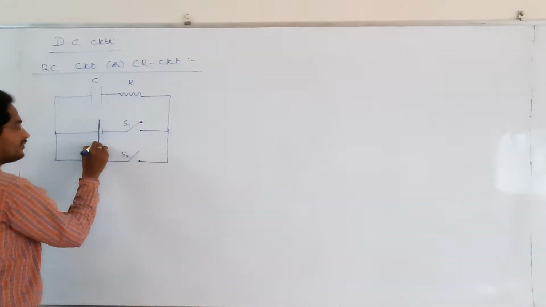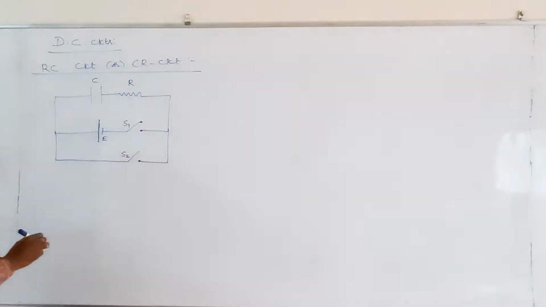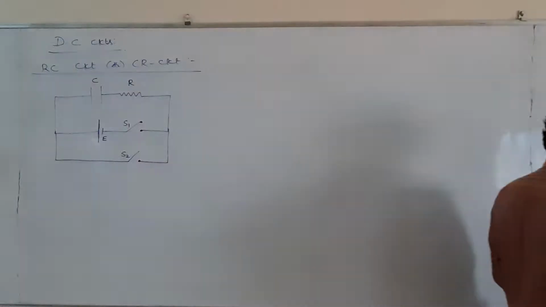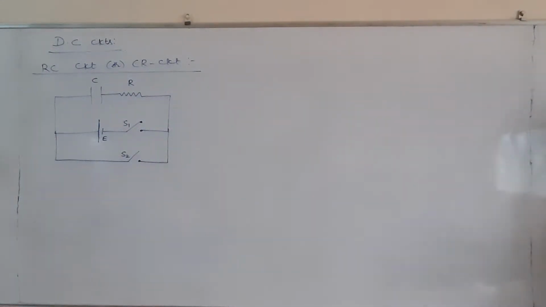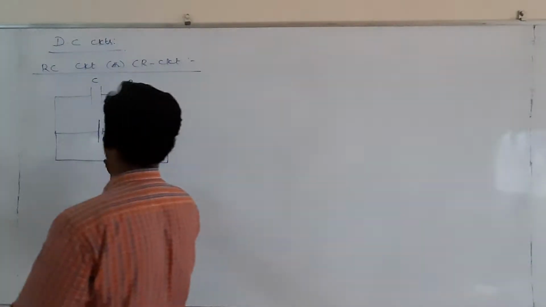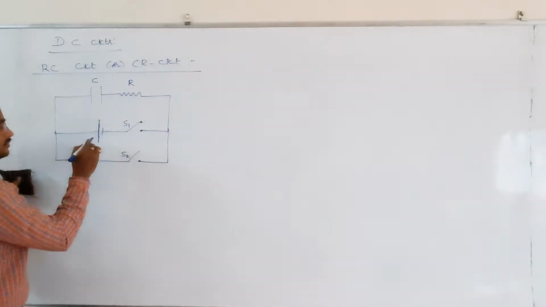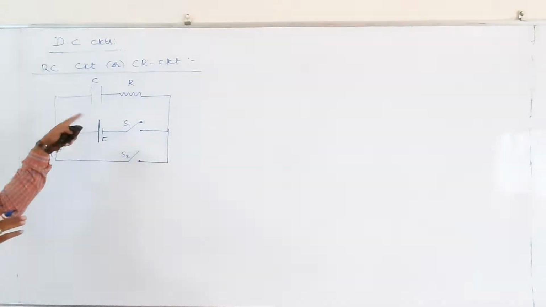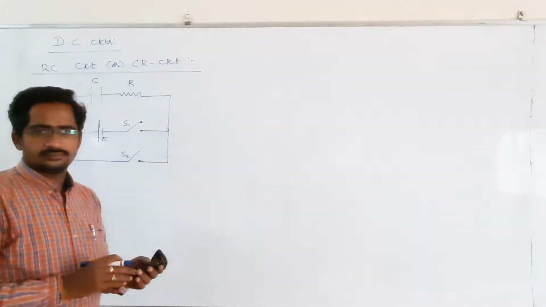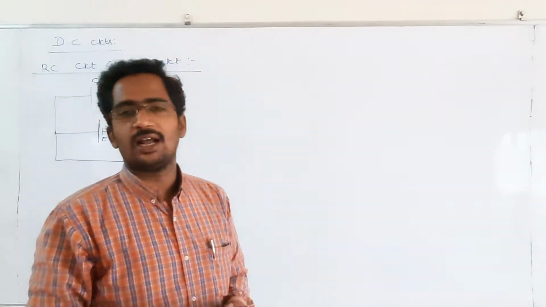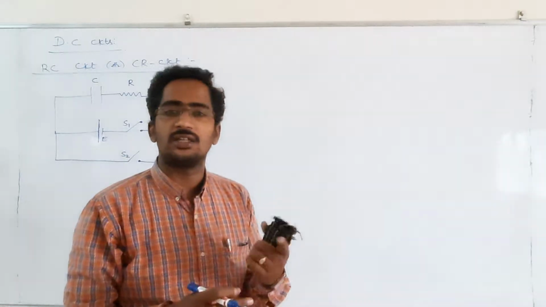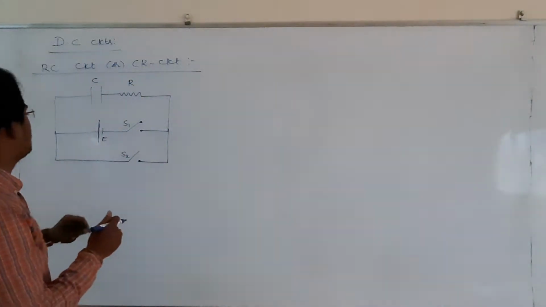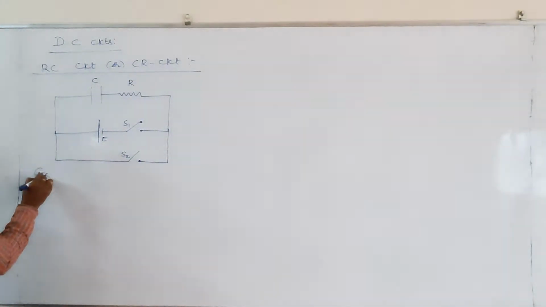The battery EMF is V or E, your wish. Better to use E here. The EMF of the battery is E. Now, in this one also there are two cases. One is growth of charge. Secondly, decay of charge. First we are going to see growth of charge.